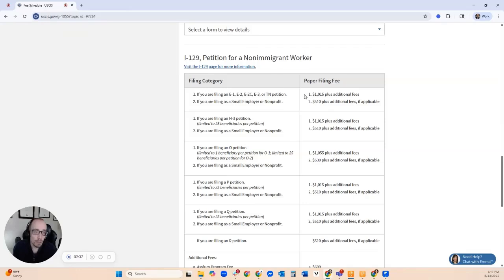Then if it's an employer that has more than 25, then they have to pay this much. So that's your starting point here. And you see it's similar for all these other filings, just the numbers are a little bit different. So if you're filing for an O, the small employer or nonprofit pays 530 instead of 510, and then the larger employer is 1055 instead of 1015.